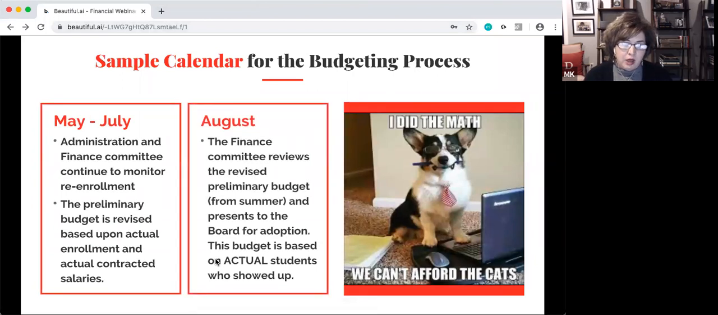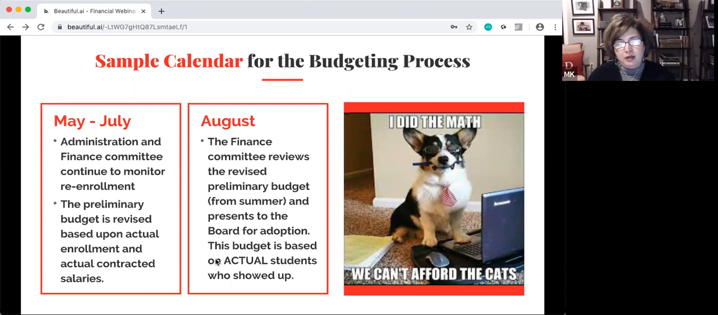May to July is really a holding period where we are taking a look at our enrollment. We're watching it, seeing if anybody drops. We're revising based on actual enrollment and actual contracted salaries. One of the things that we did several years ago at St. Albans that really changed the game for us is we began to put some teeth on our financial policy, so that if people were going to drop out, we knew it prior to August.